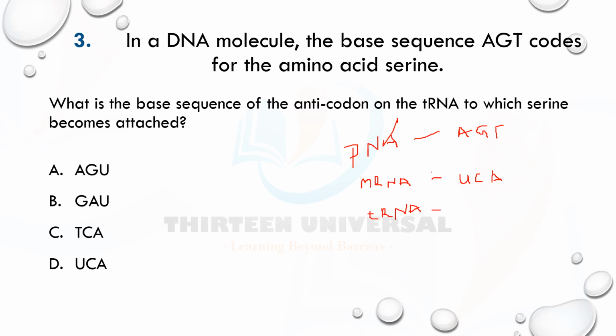Now for transfer RNA, of course, the codon on messenger RNA base pairs with the anticodon on transfer RNA. Pay attention: U on messenger RNA goes with A, C on messenger RNA goes with G, and A goes with U. Good. Look at the trick here. DNA base triplet AGT, mRNA codon UCA, and UCA is complementary to this, right?